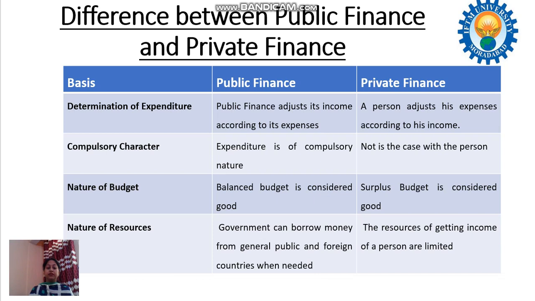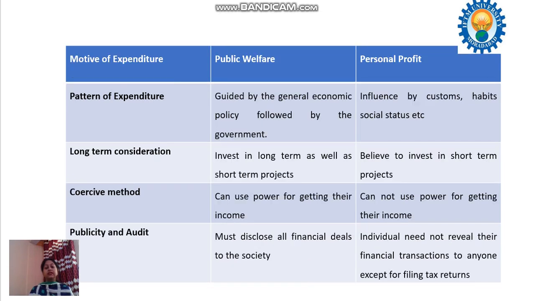Next is nature of resources. The government can borrow money from the general public and foreign countries when needed. But in case of private finance, the resources of getting income of a person are limited. Next is motive of expenditure. The main objective of public finance is the public welfare. But in case of private finance, the main motive is personal profit.